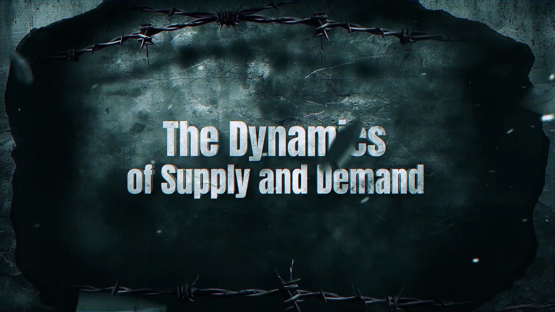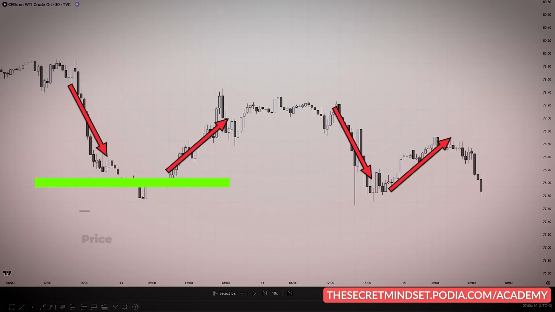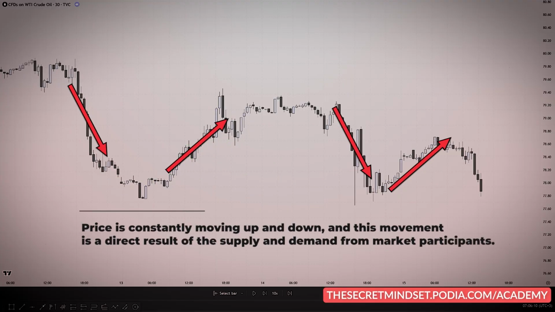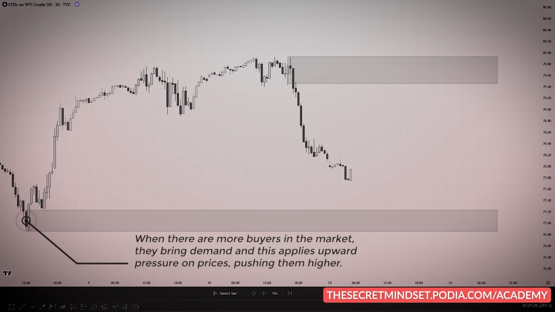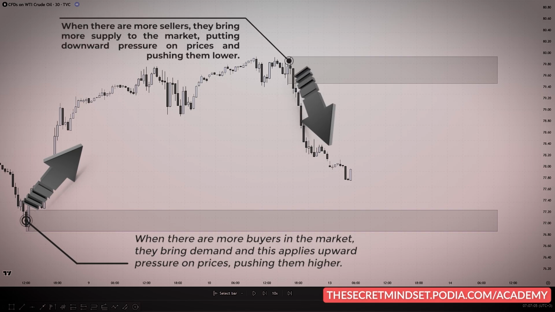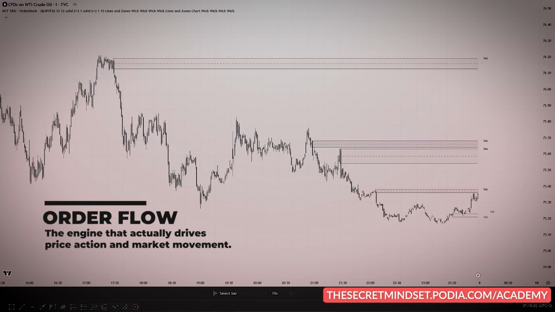Let's talk about how supply and demand actually influence the prices you see on your charts. You see, the price is constantly moving up and down, and this movement is a direct result of the supply and demand from market participants. When there are more buyers in the market, they bring demand, and this applies upward pressure on prices, pushing them higher. When there are more sellers, they bring more supply to the market, putting downward pressure on prices and pushing them lower. This dynamic between buyers and sellers is what we call order flow, and it's the engine that actually drives price action and market movement.